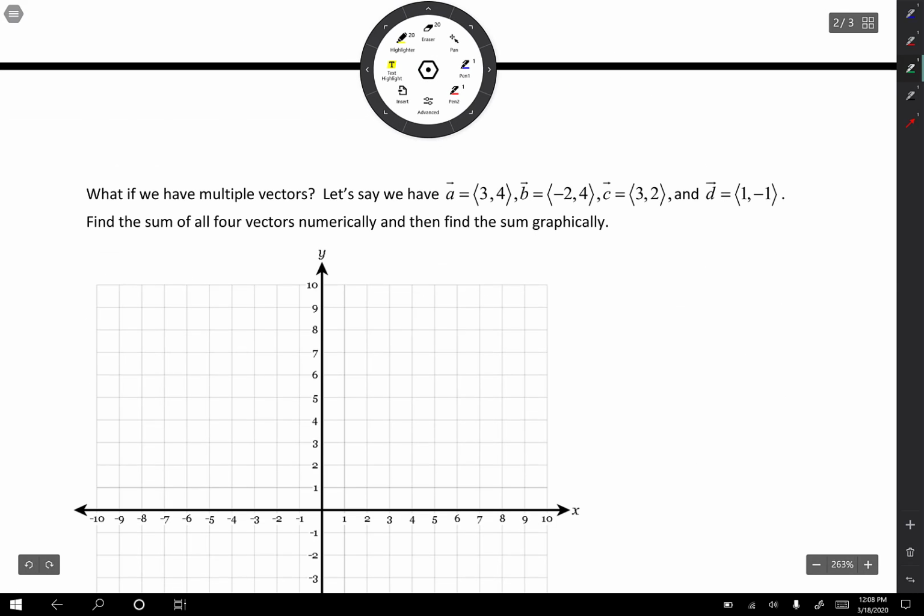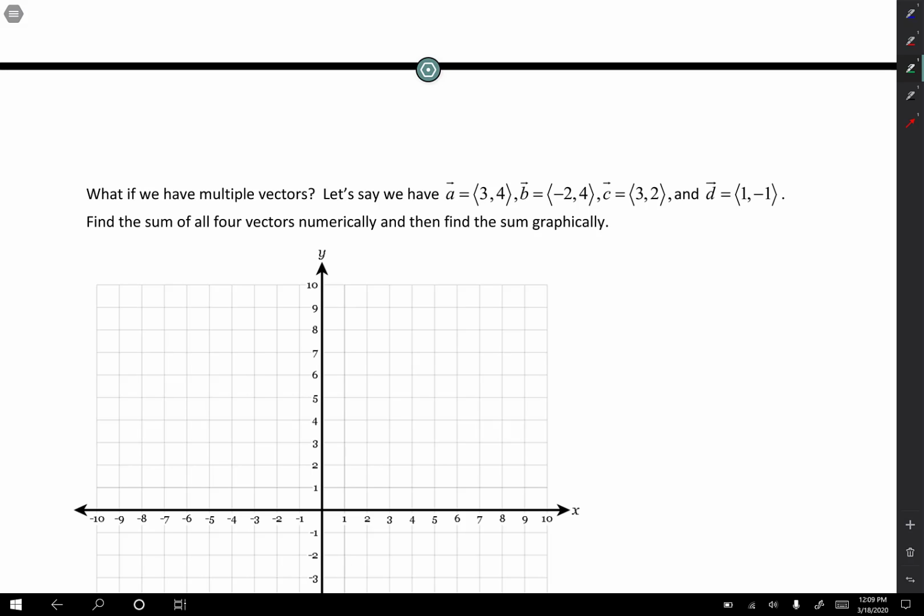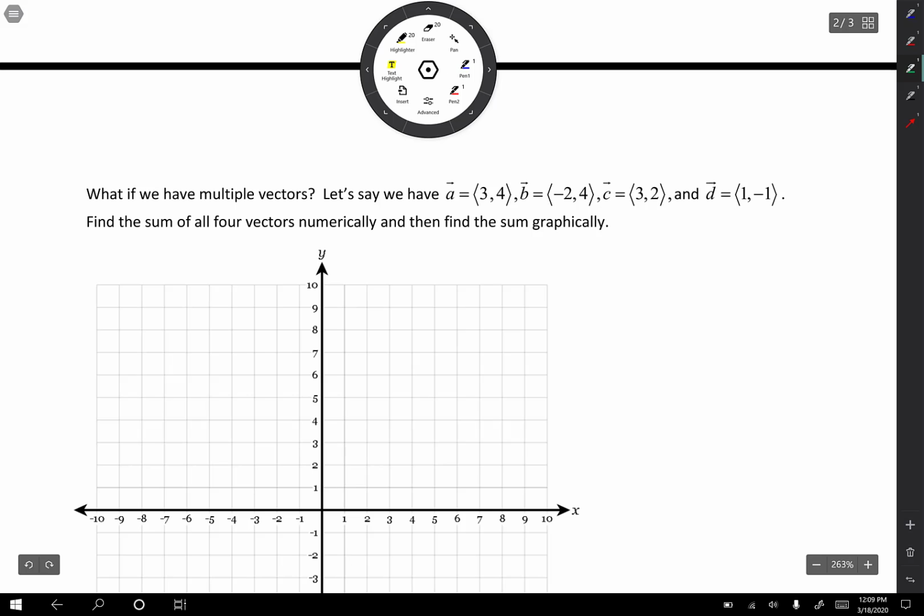So now we have a whole bunch of vectors. It says, what if we have multiple vectors, let's say we have A, B, C, D, and then find the sum of all 4 vectors numerically and find the sum graphically. So I'm going to go ahead and use all the colors that I have available at my disposal here. Let's go ahead and start. I'm going to start with the green one, I guess.